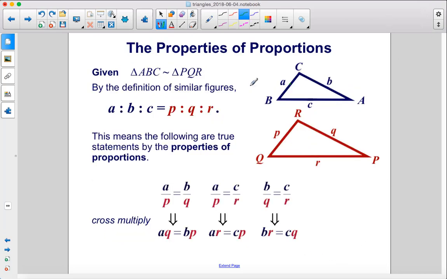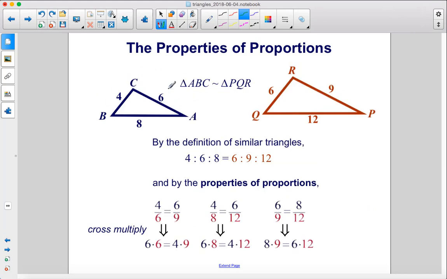The properties of proportions. Given that these two triangles are similar, by definition, the sides are proportional. So A is to B is to C as P is to Q is to R. This means the following are true statements by the properties of proportions. A over P equals B over Q, which when you cross multiply becomes A times Q equals B times P. A over P equals C over R. When you cross multiply, that becomes A times R equals C times P. And B over Q equals C over R, or B times R equals C times Q.